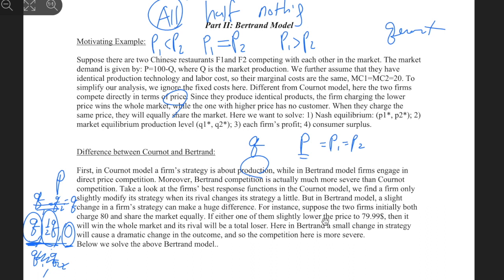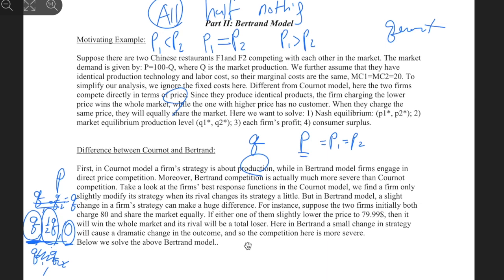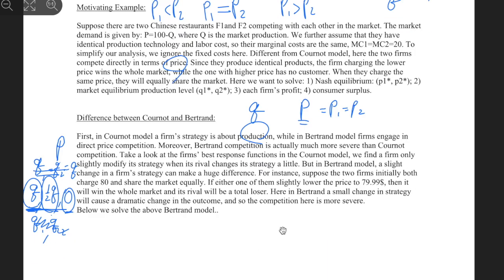For instance, suppose the two firms initially both charge $80 and share the market equally. If either one of them slightly lowers the price to $79.99, then it will win the whole market and its rival will be the total loser. Here in Bertrand, a small change in strategy causes a dramatic change in the outcome, so the competition is more severe. Below we solve the Bertrand model.